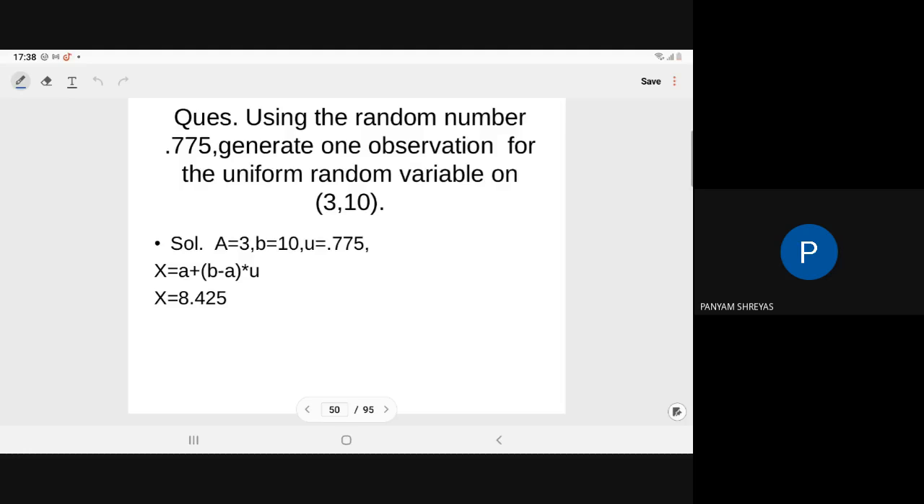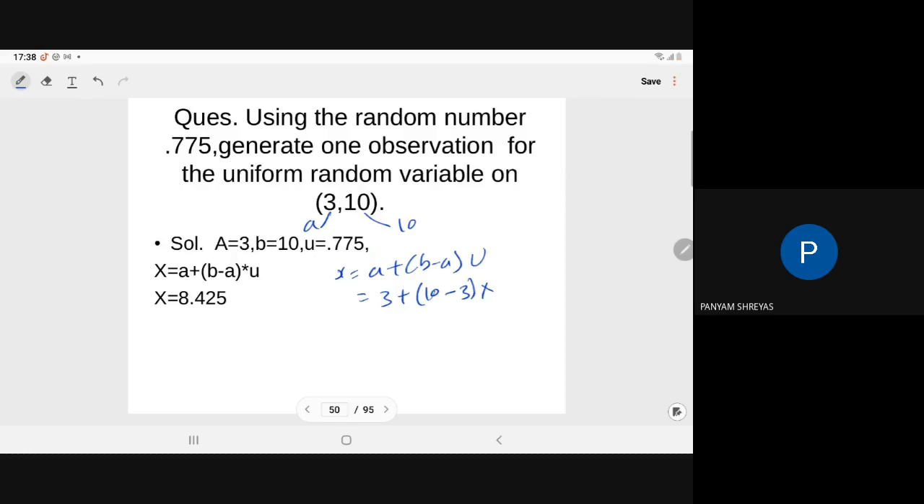So let us have a question. Using the random number 0.775, generate one observation for the uniform random variable on (3, 10). So 3 is what? It is the a. 10 is the b. So what is the scheme? X is equal to a plus (b minus a) into u. So a is given as 3, plus b is 10 minus a which is 3, into the random number 775.